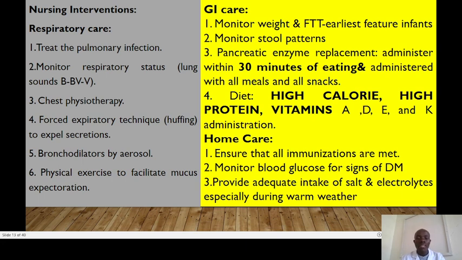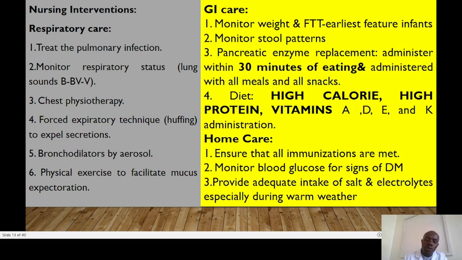In terms of diet, you have to encourage a high calorie diet, a high protein diet, and a diet that is rich in vitamin A. Guys, a link will be popping up. You can review the different types of diet that are normally offered to different types of patients. Alright? So this is just the appropriate diet for a patient with cystic fibrosis.